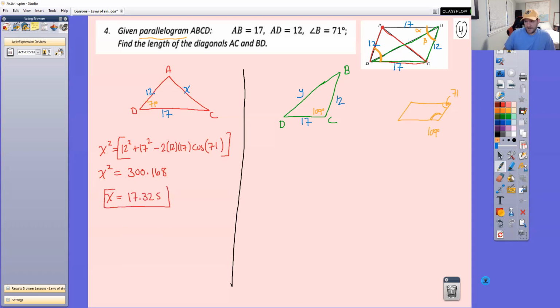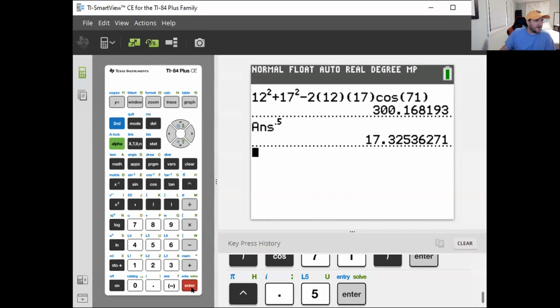All right, why did I make a big deal about showing you the calculator work? Well, because when we come over here, what are we getting? This time we're getting y squared equals 12 squared plus 17 squared minus 2 times 12 times 17. This is feeling familiar, isn't it? Cosine of 109. Literally the only thing that changed is that cosine. It's 109 now instead of 71. So it sure would be nice if someone taught me how to use my calculator. So back to the calculator we go.